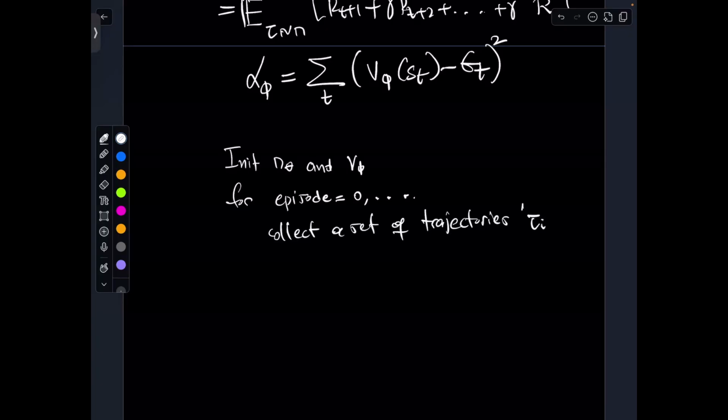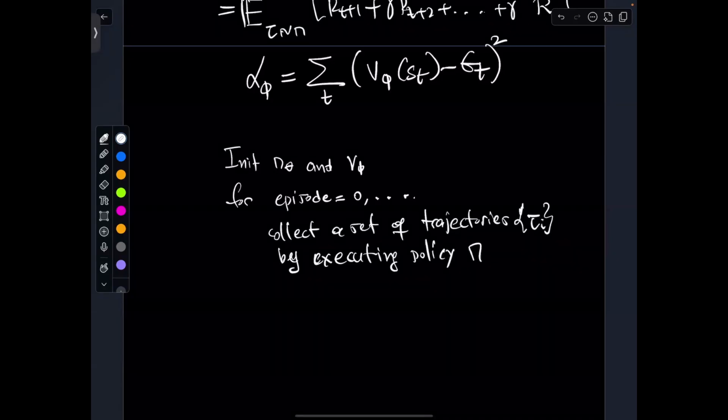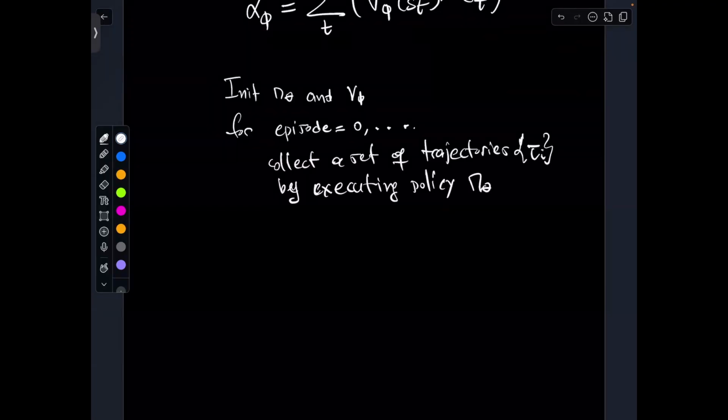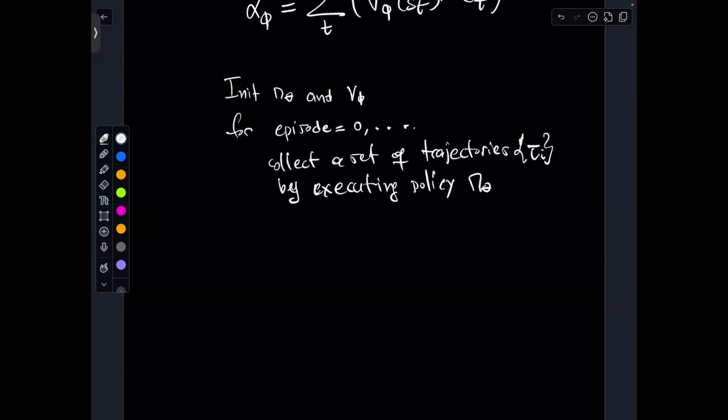Let's say tau i, and this is basically a set. That's why I'm using curly brackets, by executing policy pi theta. So within this environment, I will leave some space over here because I need to add something at the end, which will introduce some complication in the loss formula of PPO because of a concept called importance sampling, but I'll come to that.